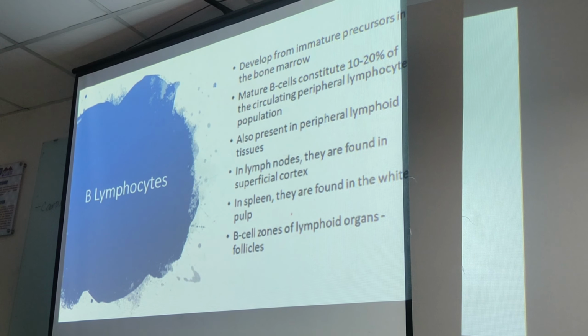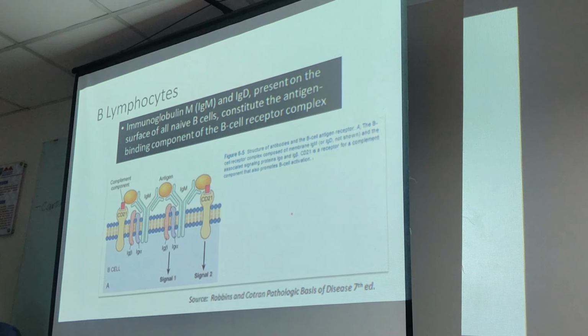B lymphocytes are developed from the immune precursors in the bone marrow. Mature B cells constitute about 10 to 20% of the circulating peripheral lymphoid population. They are also present in peripheral lymphoid tissues, and in lymph nodes they are found in the superficial cortex. In the spleen, they're found in the white pulp, and B cells also have lymphoid follicles. So let's talk about B lymphocytes now.